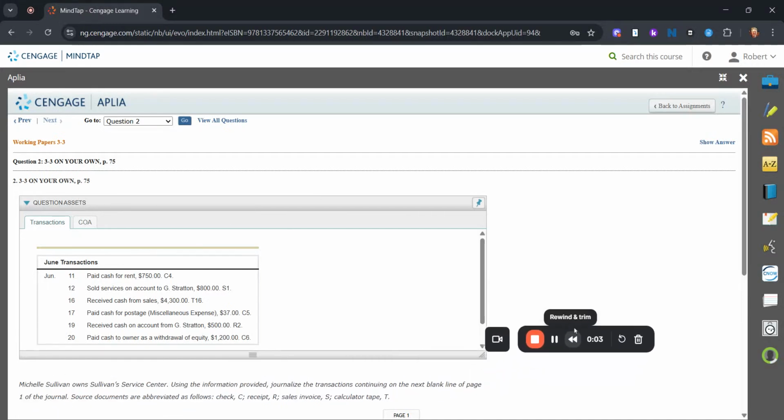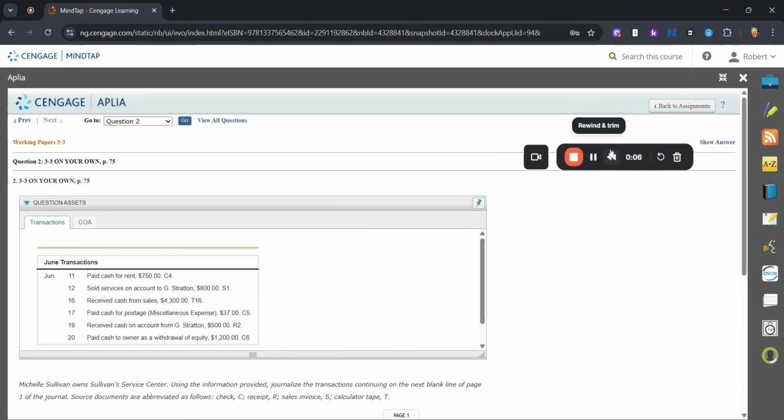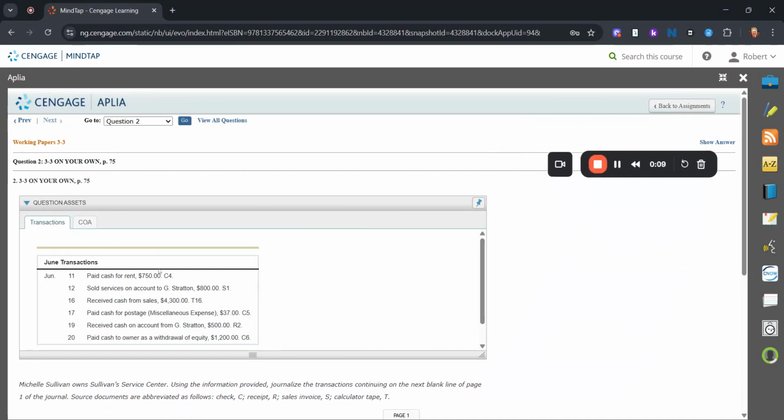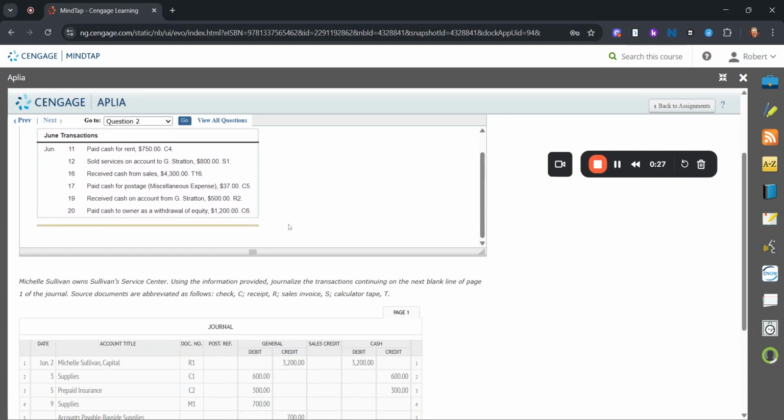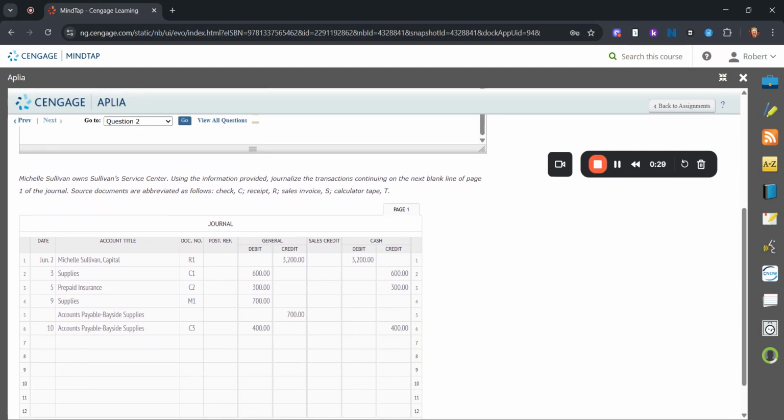All right, now we have the 3-3 on your own. So more similar transactions as in the 3-3 work together. So now we're in June, so we've got our transaction of June 11th, paid cash for rent. So if you remember from the work together, this is going to be rent expense.